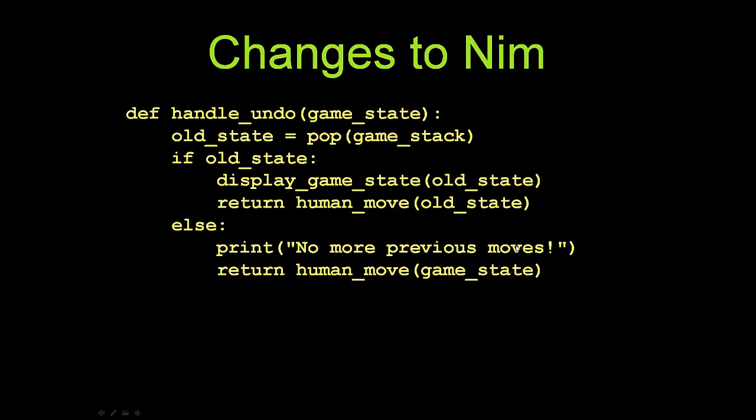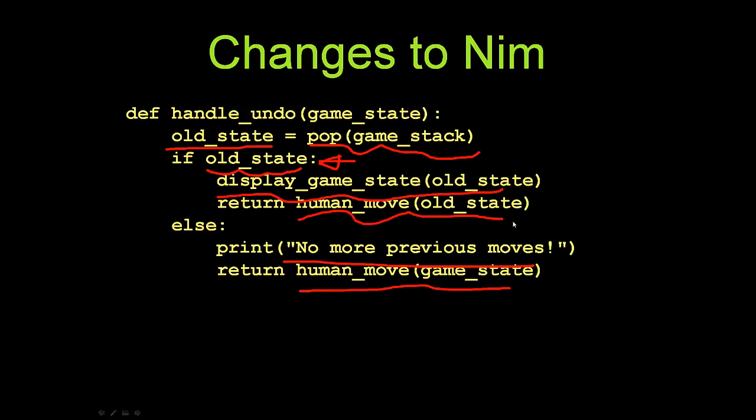Now, how do we handle undo? This is the quick overview. It's quite simple. The old state is actually the thing on top of the stack, so you pop it from the top of the stack. Now, what does this check do? It checks whether or not this is null. If there's nothing in the stack, then you read null, and this will be false. Then you go to no more previous move, and you return the current move. If not, you display the previous move, and then you return the human move of the old state. That means you will ask for the human to move again.